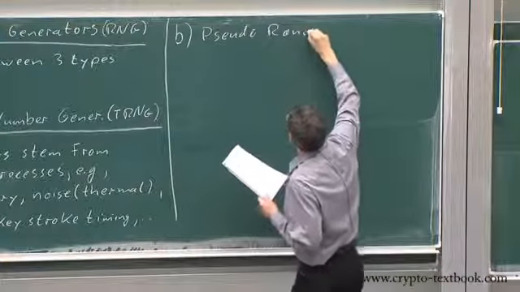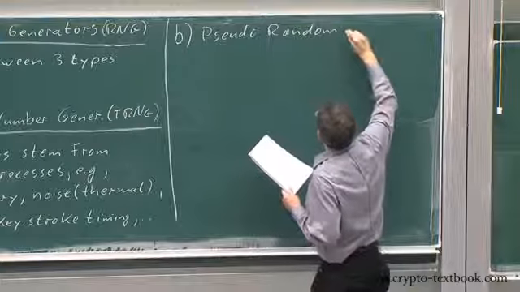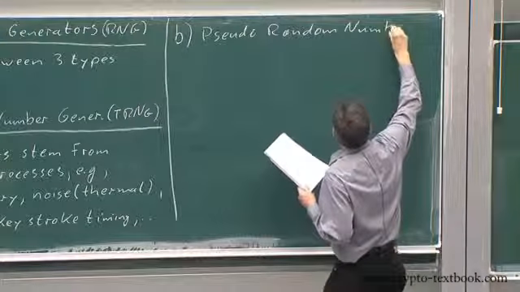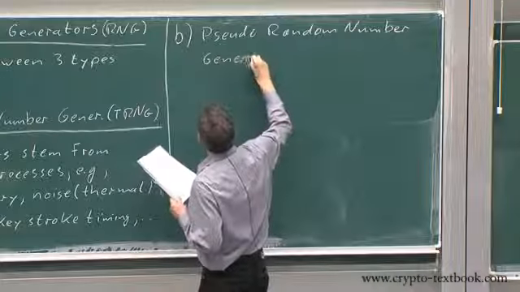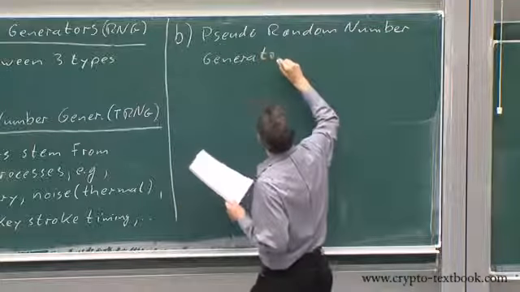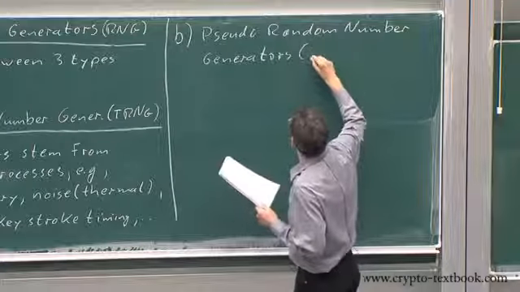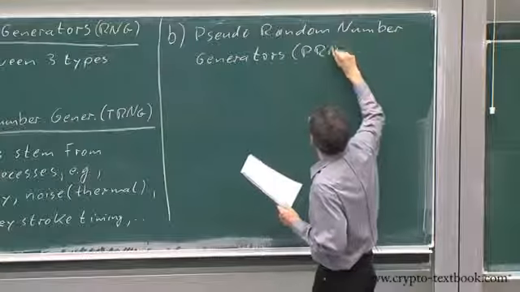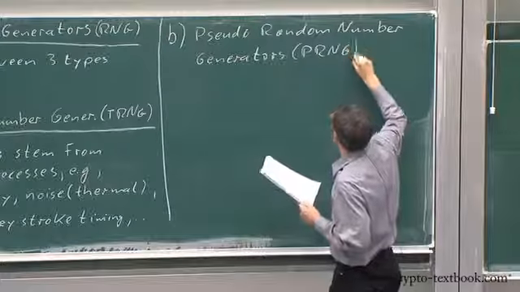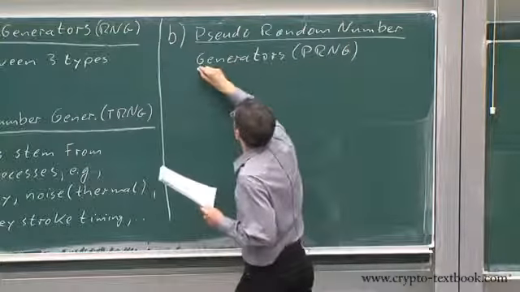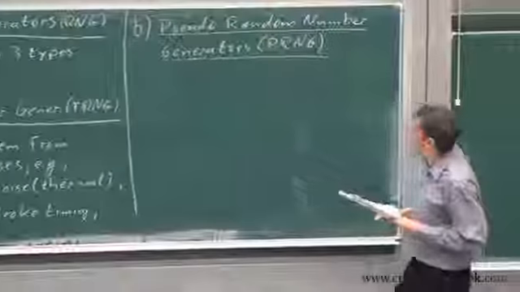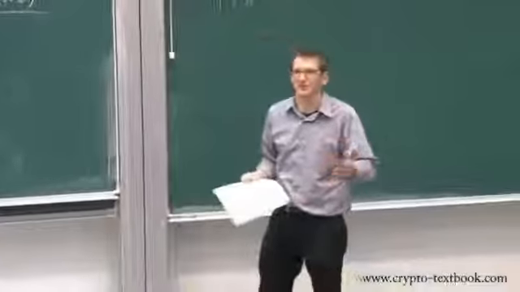pseudo-random number generators. Generators, or PRNGs. Again, very important abbreviation. Everybody's doing cryptography. If you tell that person, please give me a PRNG, they know what you're talking about, okay?